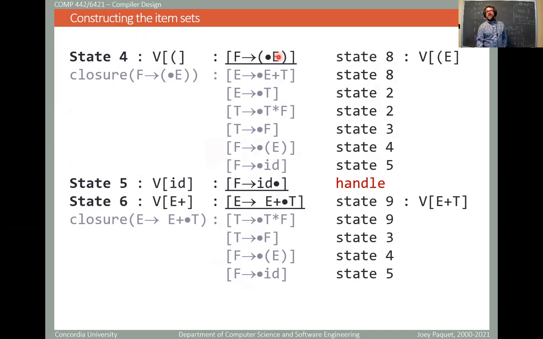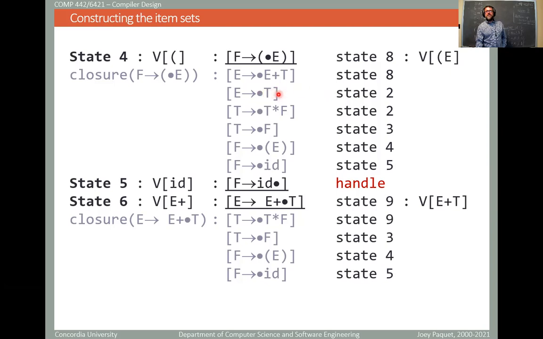What this E can be, it can be either E plus T or it can be T. Because it can be T times F, or it can be F. Because it can be F, it can be again E between parentheses or ID. Okay. So this is all my closure for this state number 4. Now this leads me again to many different transitions, either V of open parenthesis E or V of T.